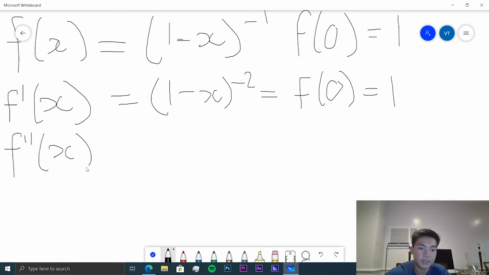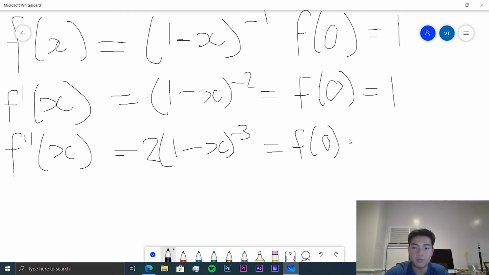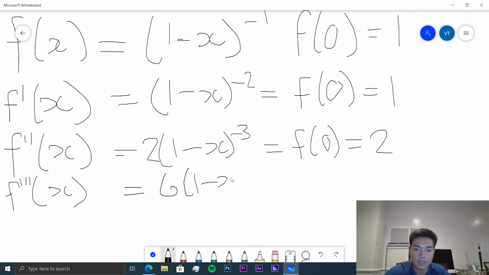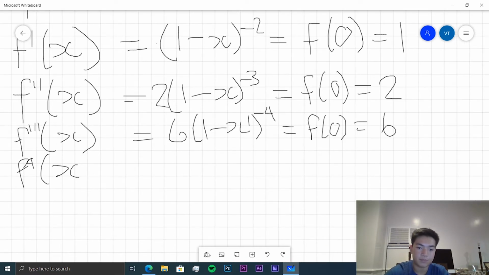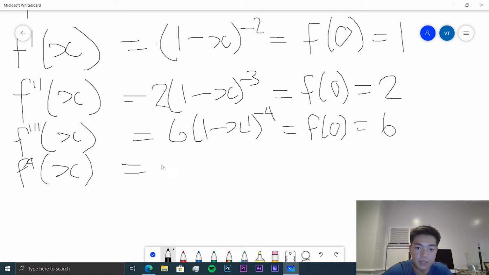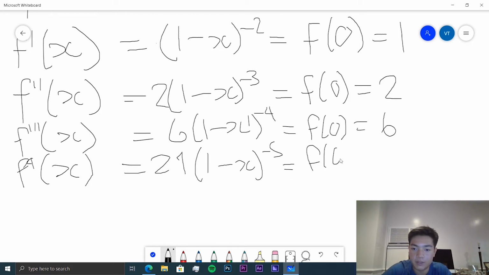Next, f double prime of x will be equal to 2 times 1 minus x to the negative 3. So f double prime of 0 in this case will be equal to 2. Next, f triple prime will be equal to 6 times 1 minus x to the negative 4. So f triple prime of 0 will be equal to 6. And finally, the fourth derivative will be equal to 24 times 1 minus x to the negative 5. So the fourth derivative at 0 will be equal to 24.